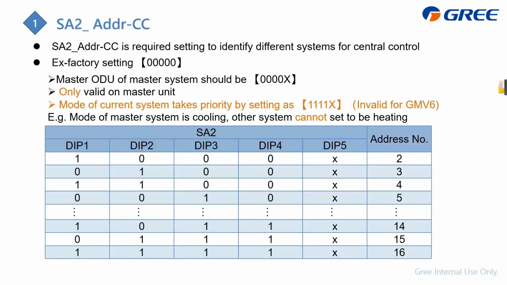SA2 is the central control address for multi-system. If you want to realize the central control for multi-system, you should set the address for every system. And this setting should be in the master outdoor unit. It sets the address for the whole system.